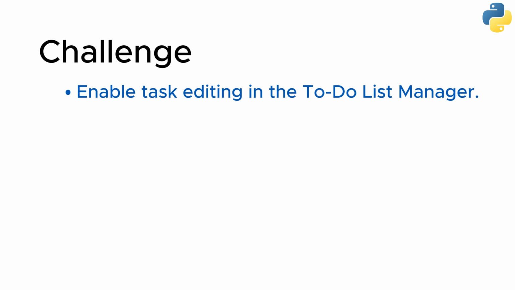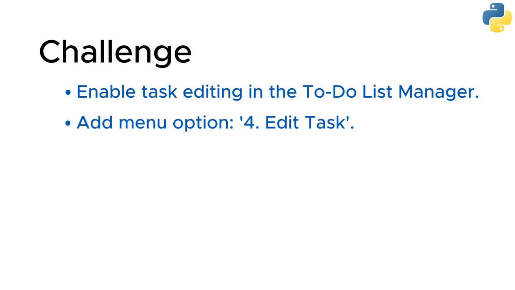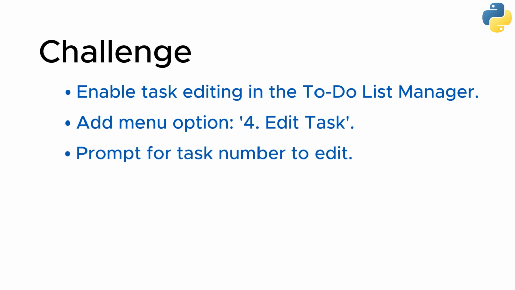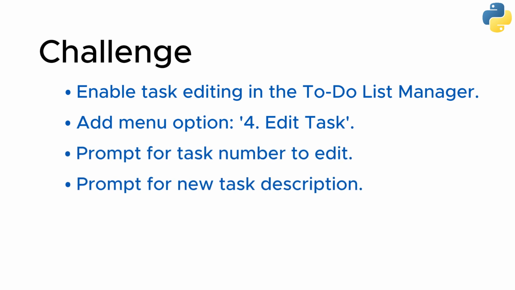Okay, you've built the basic to-do list manager. Here's a challenge for you to extend it and practice your list skills even further. Add a new option, maybe number 4, called Edit Task. When the user chooses this, ask them which task number they want to edit. Remember to handle the one-based input.